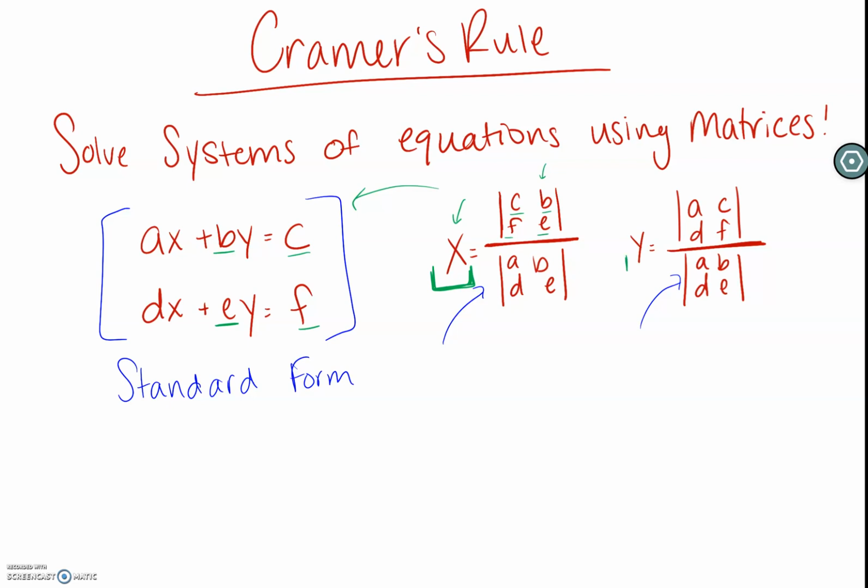So if we're looking for the y value, you can see that we have A, C, D, and F. Well, A and D are the coefficients on the x variable, and C and F are what our 2 equations equal over here. So when we're looking for the y value, we want the other values in there. So we want the x and then the constants.